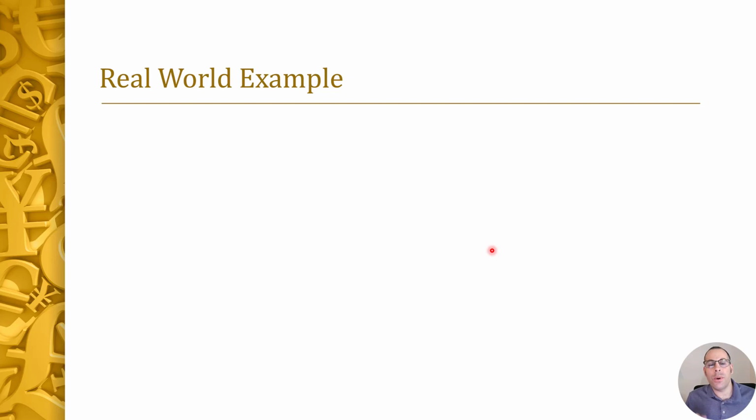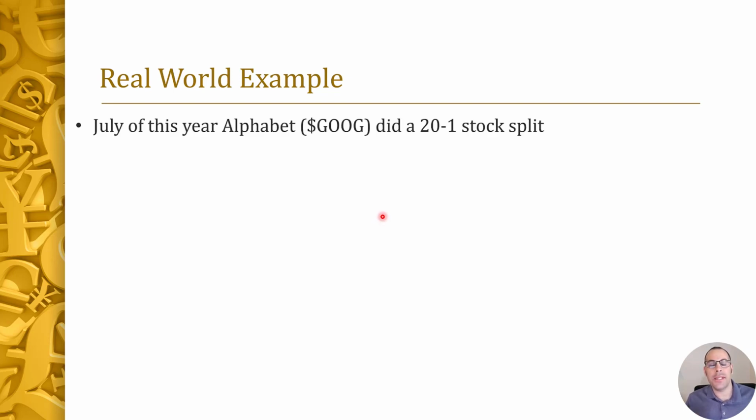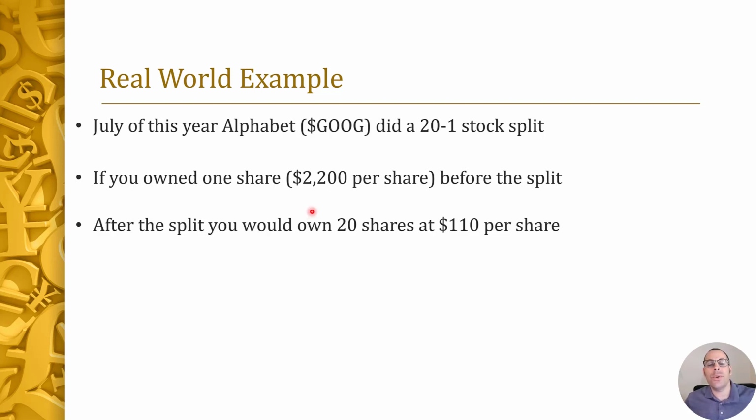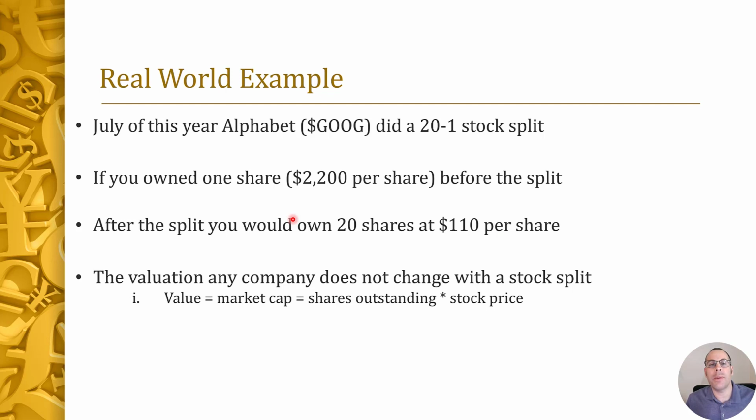Now let's do a real world example. In July of this year, Alphabet did a 20-for-1 stock split. So if you own one share before the split, you would have owned about $2,200 of Google. After the split, you now own 20 shares of the company, but each share is $110, so you still own $2,200 worth of Google. That's a key thing to remember. The valuation does not change with a stock split. Valuation equals market cap, and market cap equals shares outstanding times stock price.